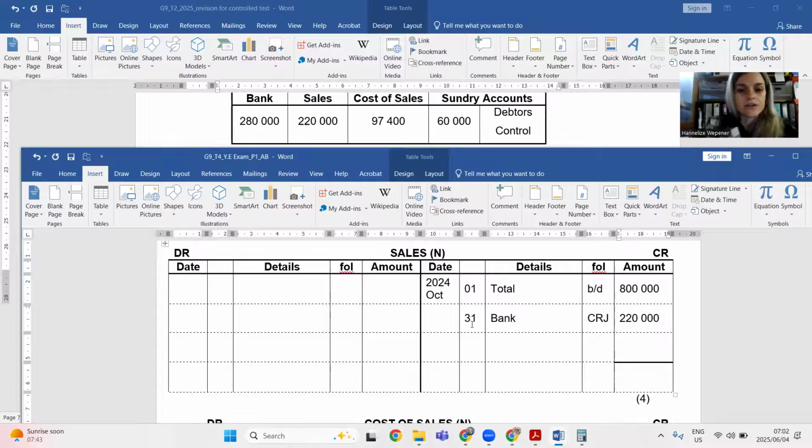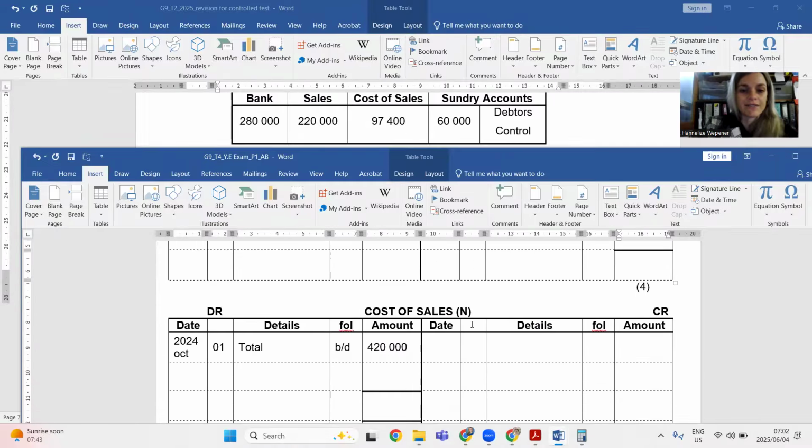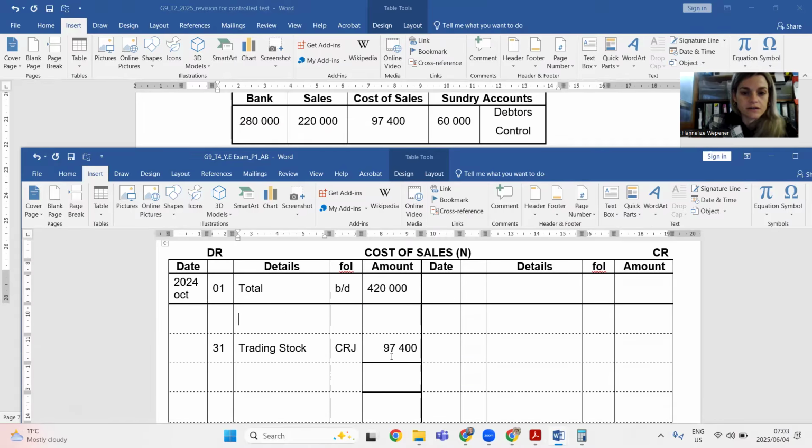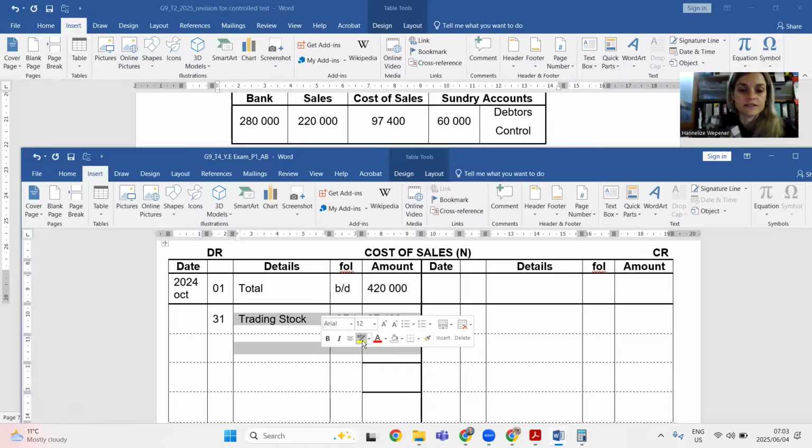220,000. I know that I cannot have sales without having this additional expense, cost of sales. So we're increasing cost of sales because of the trading stock that left my business for cash sales. So CRJ, and that is 97,400. Sorry, I'm just going to enter a row here and move that there, because I know there's still a DJ. Okay, so that is my cost of sales.